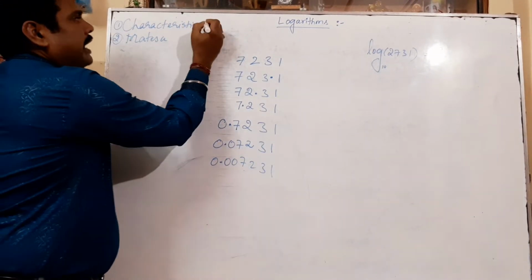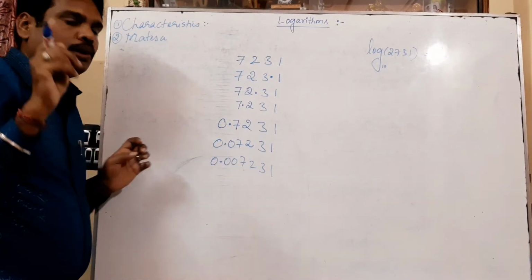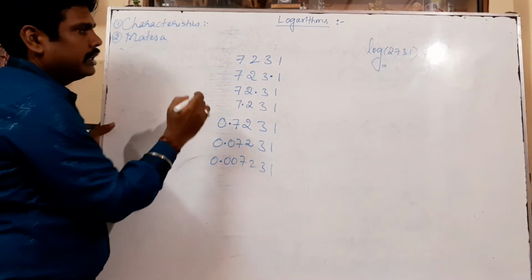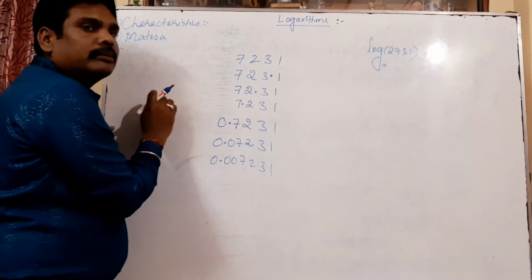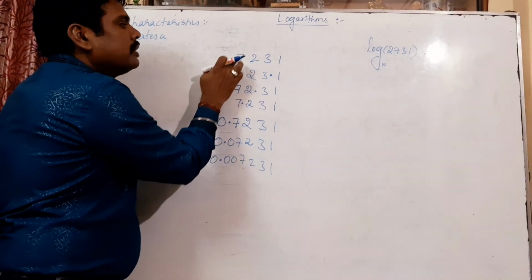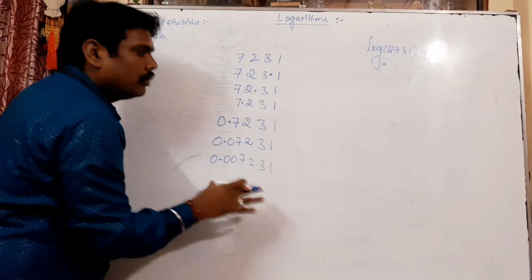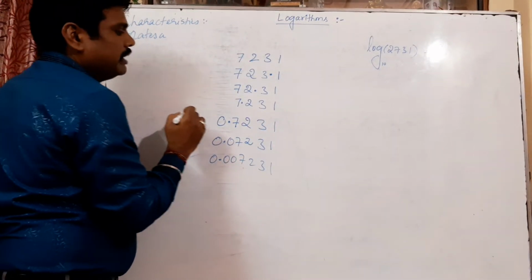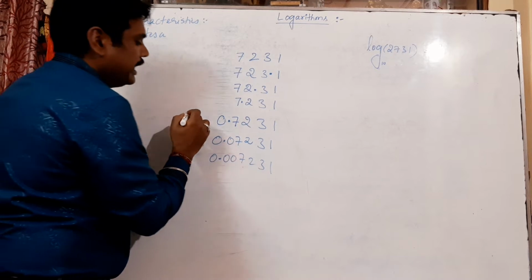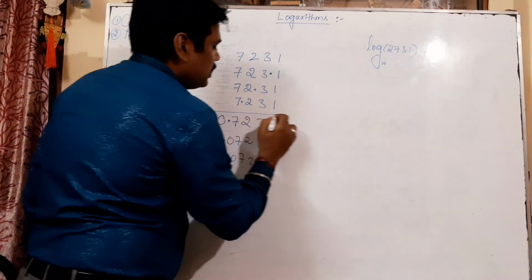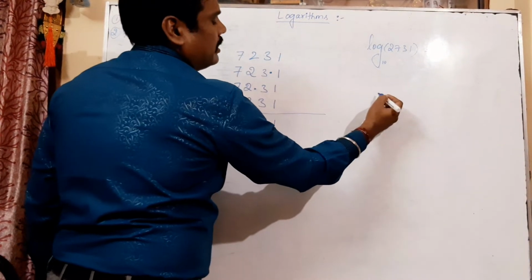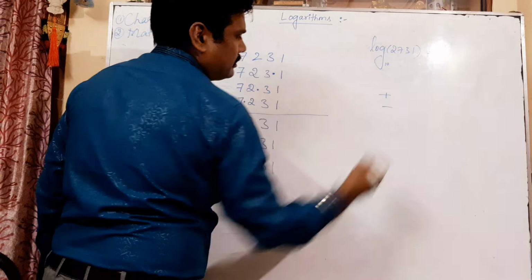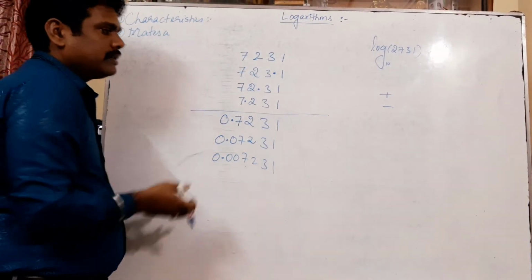While writing the characteristic, you have to follow certain rules. The characteristic is a number. Just by observing the values, one can write the characteristic. Here the rule is, first you decide whether the number is positive or negative. You can take the symbols plus and minus, but here we are not taking any plus and minus.